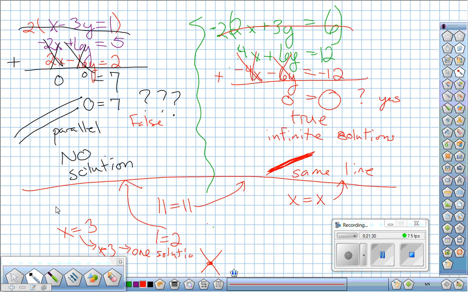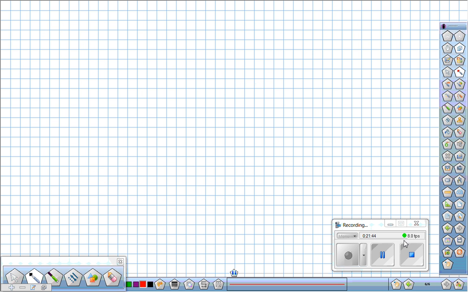Okay, so if you get x equals a number, one solution. Number equals the same number, infinite. Number equals a different number, no solutions. Okay, the reason why systems of equations are useful is because we can use them to make more money in a way.